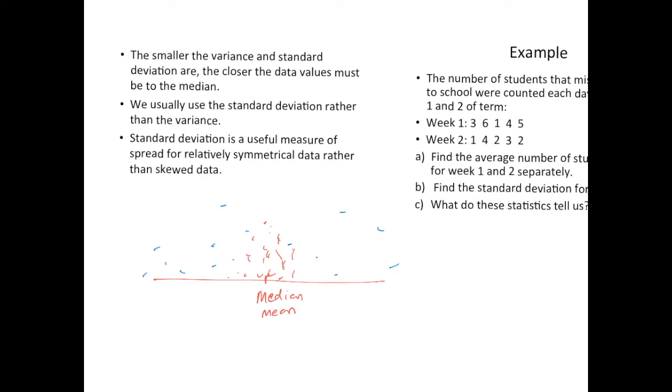Beautiful. We usually use the standard deviation rather than the variance. I don't really know why. It's just more commonly asked for. Standard deviation is a useful measure of spread for relatively symmetrical data rather than skewed data. Because, for instance, if all my data was up here, really skewed like that, the standard deviation doesn't really tell us about that. And that's why it's better to be relatively symmetrical, because it's just talking about how spread out it is.